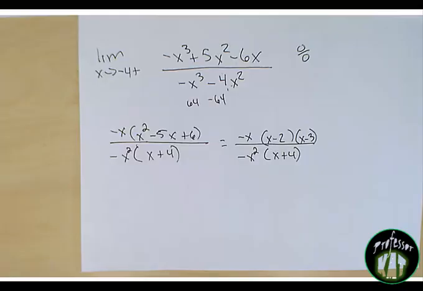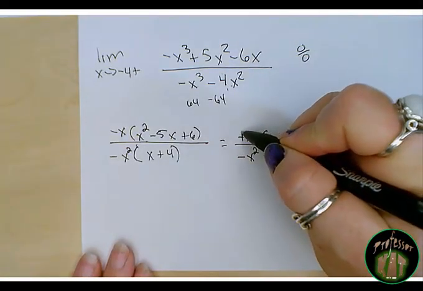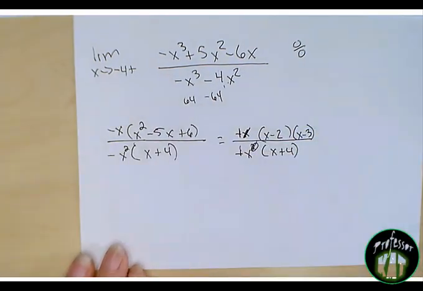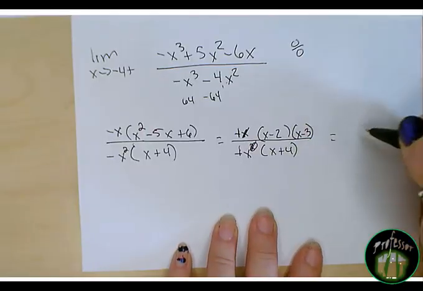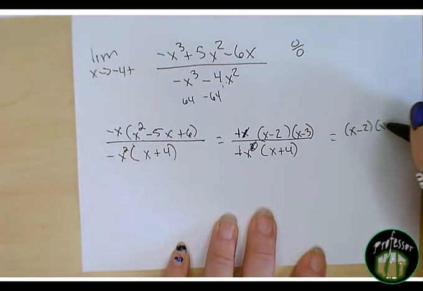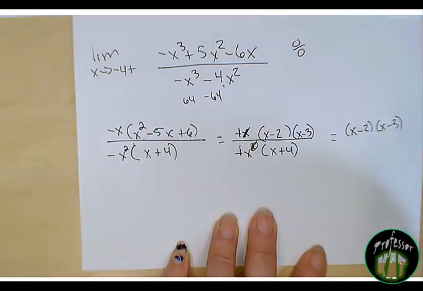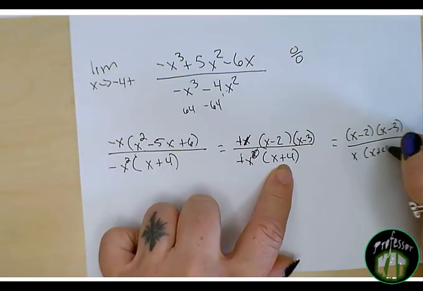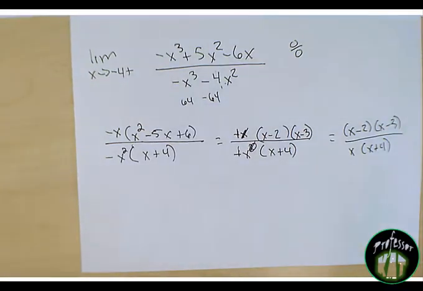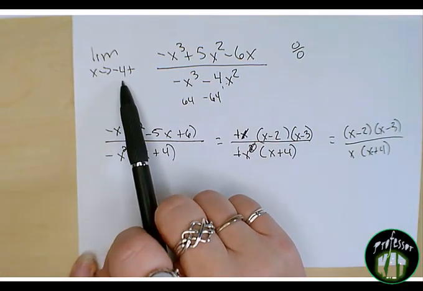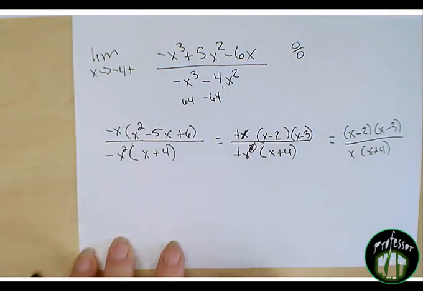Now, we did all of that factoring just to be able to simplify just a little bit here. We are going to cancel the negative with the negative, and this x will cancel out with one of those x's, leaving x minus 2 in the numerator, times x minus 3, over an x times x plus 4 in the denominator. Now, at this point, we do want to try plugging in negative 4, but we do need to be careful about how we do that.